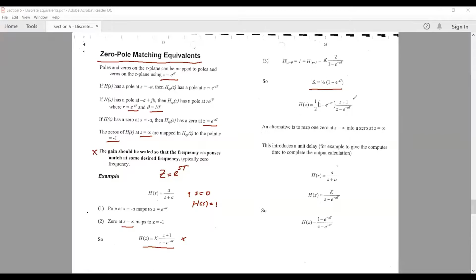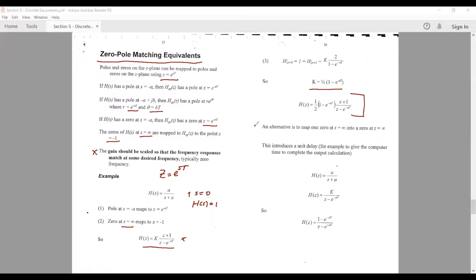And now we can get our H(z), the full form, including k, which is (1/2)(1 - e^(-aT)) times (z + 1)/(z - e^(-aT)).